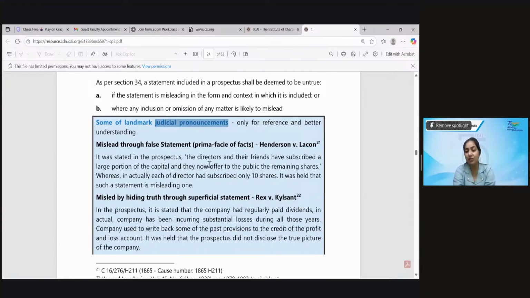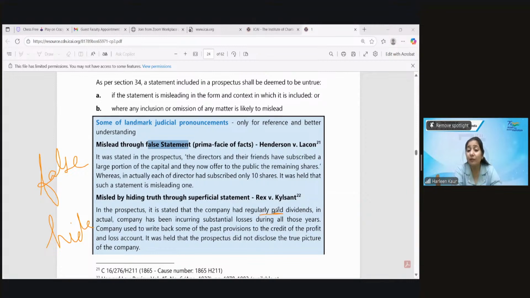So in one case, Henderson versus Lacan, it was written that directors and their friends have subscribed a large portion of the capital and now offer to the public the remaining shares. Actually, each of the directors has subscribed only 10 shares. Here the statement is a misleading one. You wrote in the prospectus that all directors and their friends subscribed a large portion of the capital and the remaining is given to the public. Actually, they have only subscribed 10 shares, so you're lying. You said 99 shares were taken by the director, he took only 10 shares, so you are lying. False. This is an example of a false statement. The first case is an example of a false statement. The second case is about hiding.